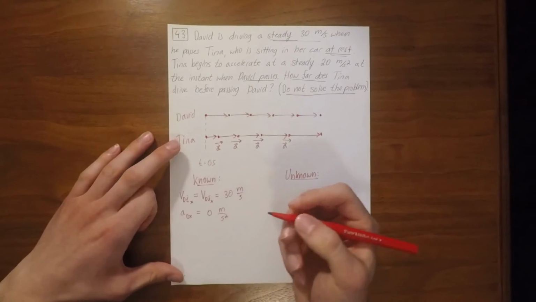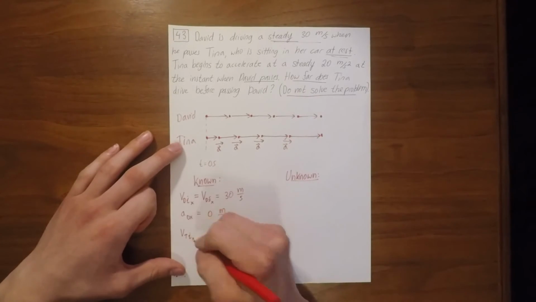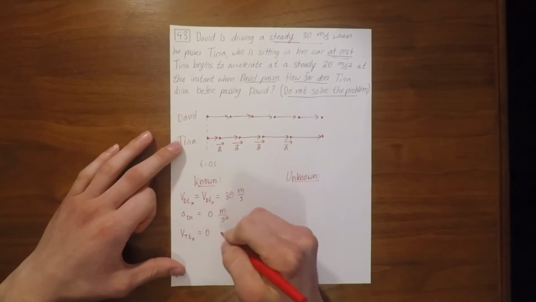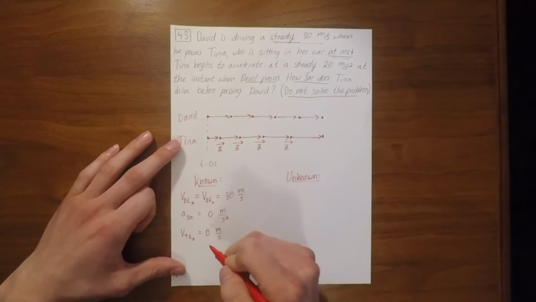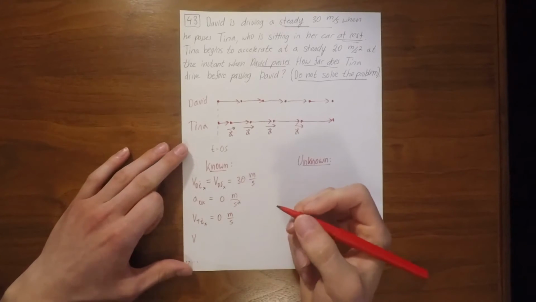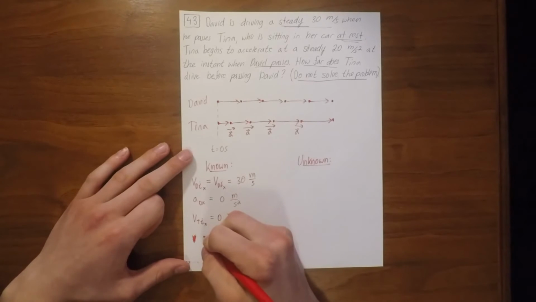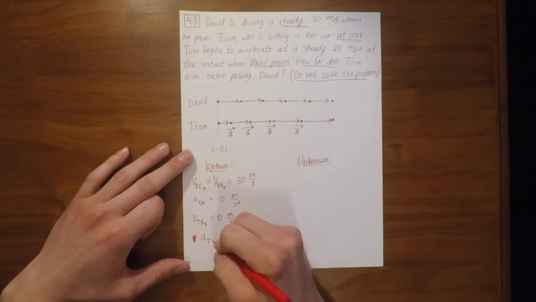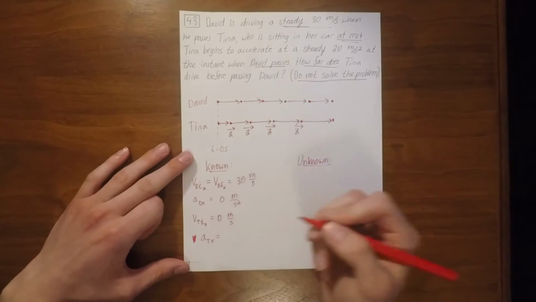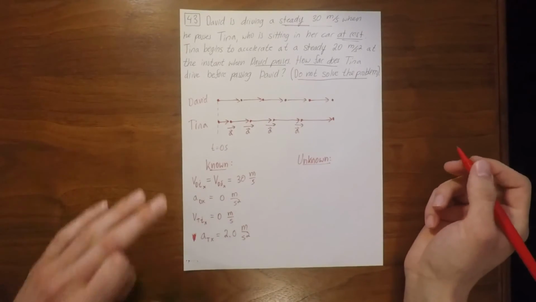Another piece of information that we know is that the velocity of Tina initially, also in the x direction, is actually 0 meters per second, and this is a very important 0. She is at rest. And the final velocity of Tina, well, we don't know, but what we do know is the acceleration of Tina in the x direction, and that's 2.0 meters per second squared, accurate to 2 significant figures.